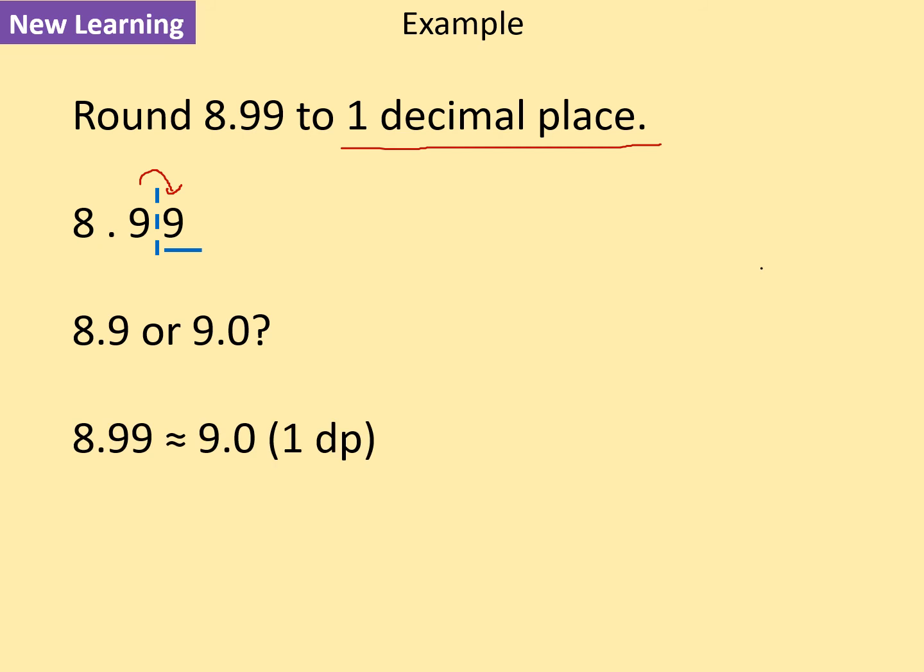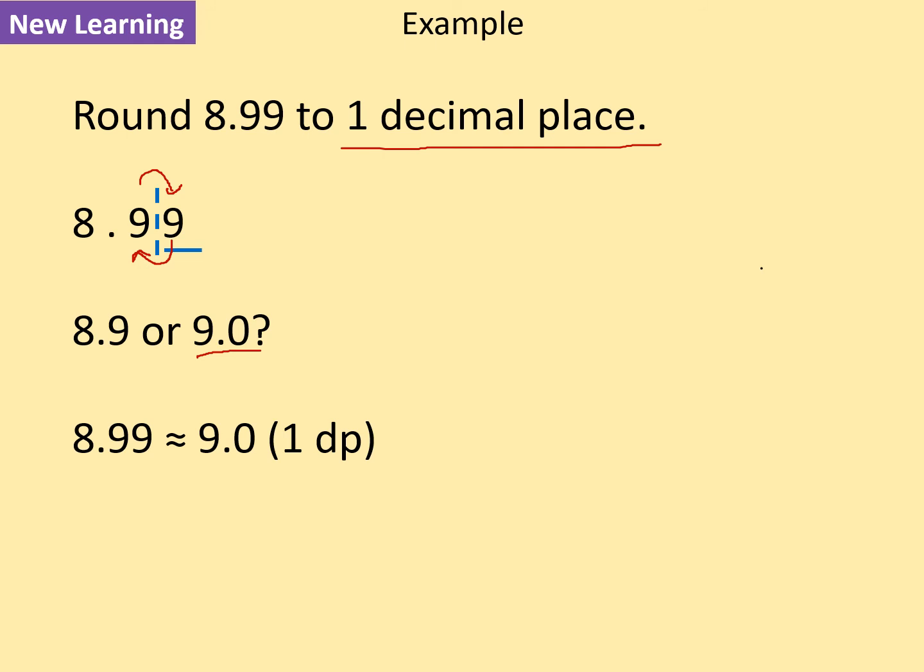So in this case here, when I round up the 9, this number becomes 10 in my tenths column. Now I can't have a 1 and a 0 in the same placeholder, so therefore this 1 needs to be exchanged into the next column. So 0 becomes my placeholder here, and 8 plus the extra 1 whole from the tenths becomes 9. So my answer would be 8.99 is approximately equal to 9.0 to 1 decimal place.